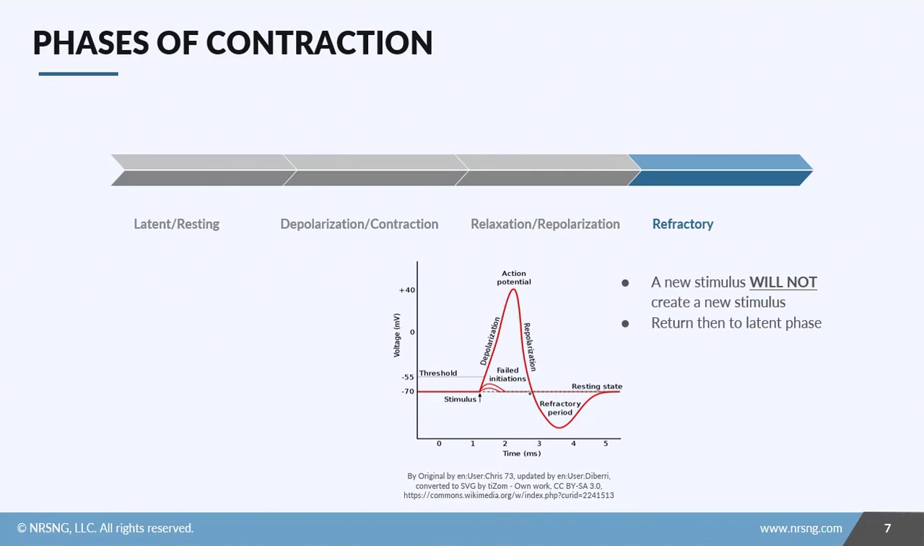Now, the refractory period is really important, because what's going to happen is you're actually going to hit this bottoming out. And what happens is there's no new stimulus that's going to override this. So even if you have all cylinders firing in terms of your nerve stimulus, it's just not going to happen. And it's not going to happen until you get back to this resting state and the latent phase.